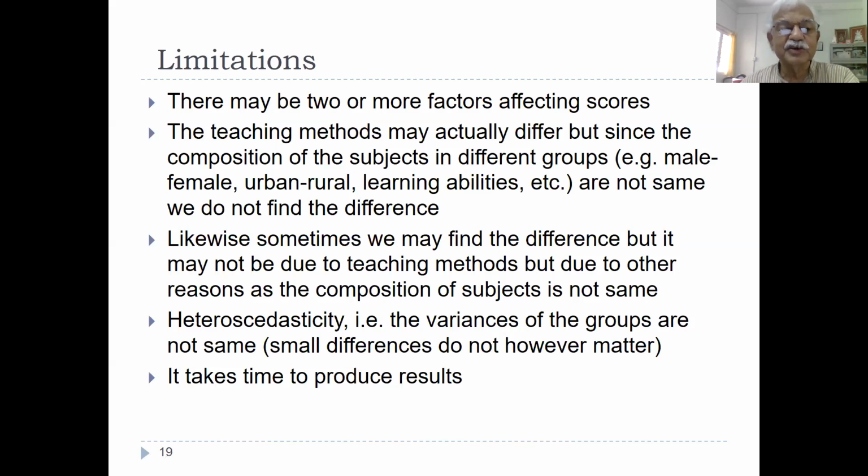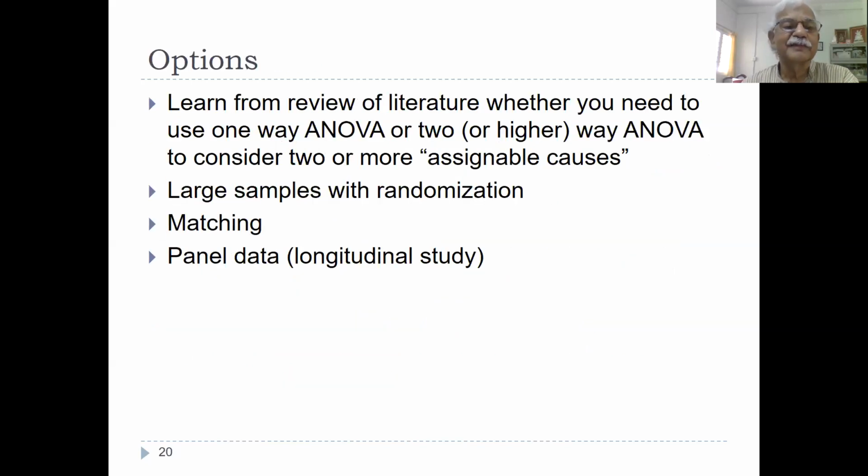Then there is heteroscedasticity. That is, the variances of the groups are not the same. Small differences between groups may not matter, but if there are large differences between groups, then there is a problem of heteroscedasticity, and that makes the application of ANOVA limited.